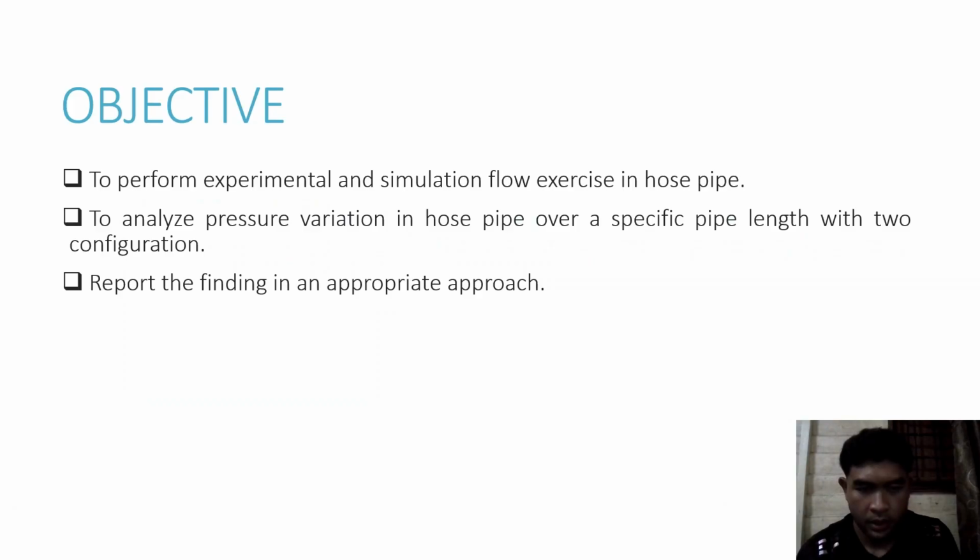Objective. The objective for this assignment is to perform experimental and simulation flow exercise in hose pipe. Then we want to analyze pressure variation in hose pipe over a specific pipe length with straight line and closed loop configuration. Then we need to report the finding in an appropriate approach.